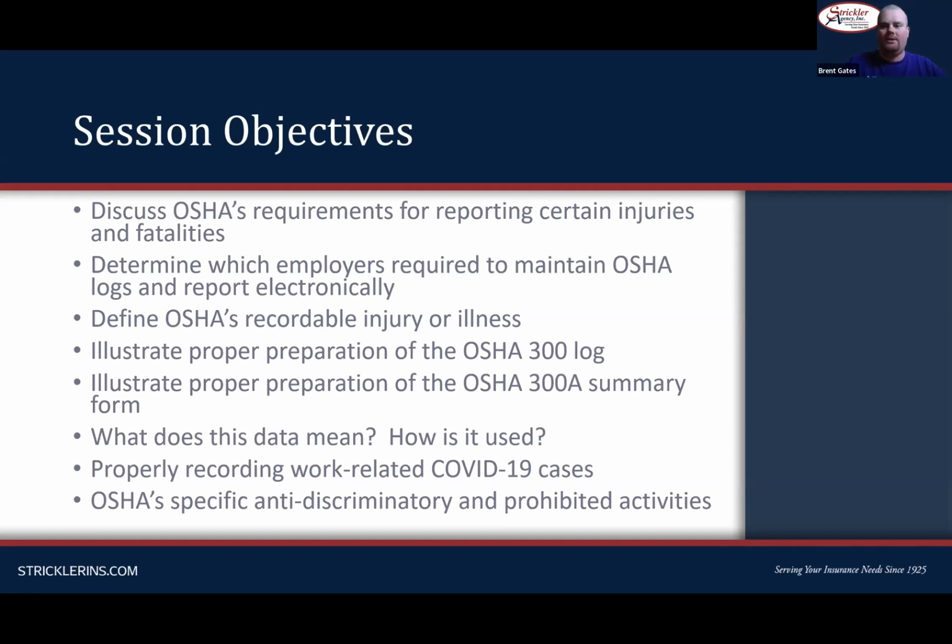What is this data used for? All these injuries and illnesses that we're reporting to OSHA and the Bureau of Labor Statistics, what are they doing with that information and how can that benefit us? Then we're going to talk about properly recording work-related COVID-19 cases, very short information there. And then this is the one that always gets a lot of feedback: OSHA-specific anti-discrimination and prohibited activities, which would include safety incentive programs, automatic drug testing as a result of an incident, things of that nature. So we'll talk about some of those specifics as well.